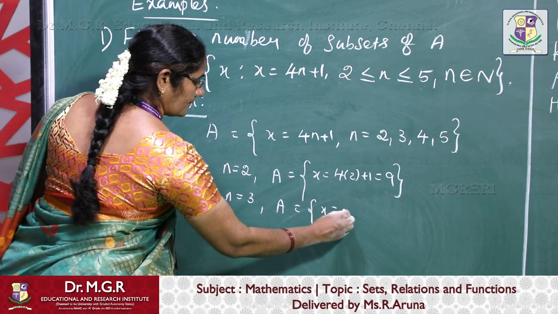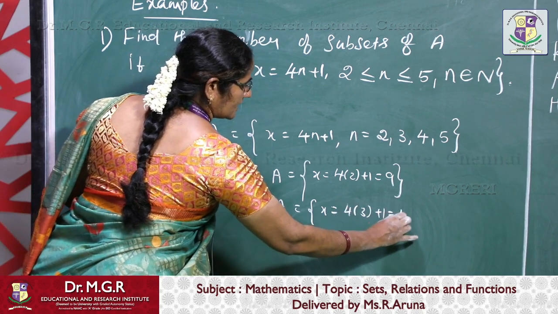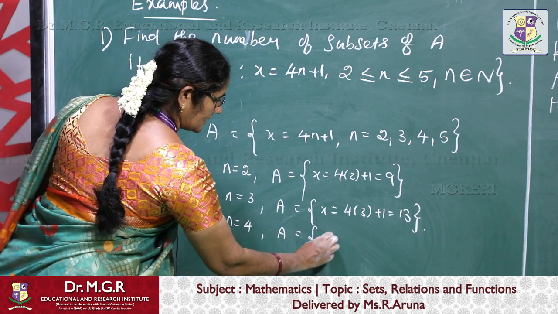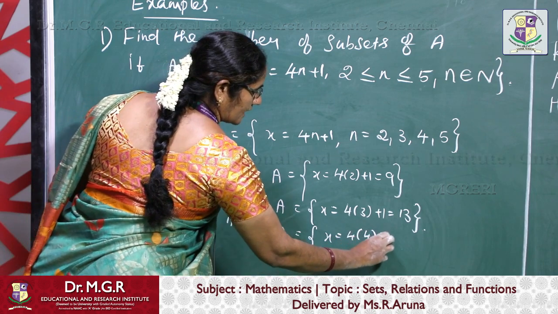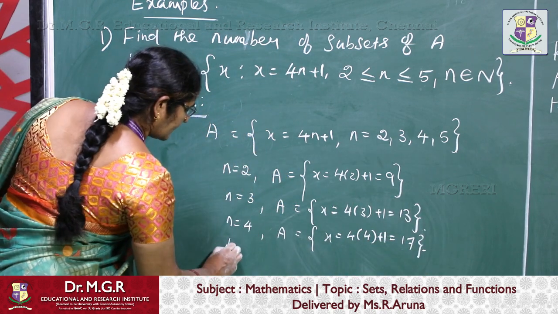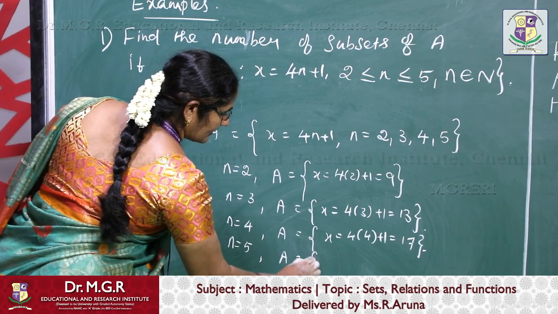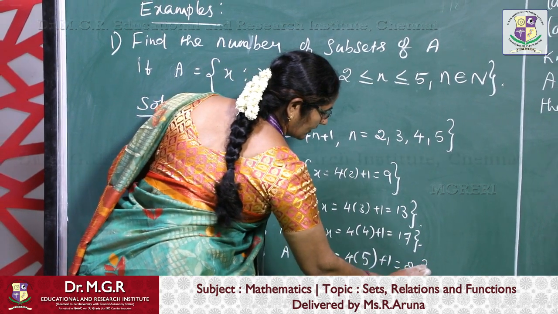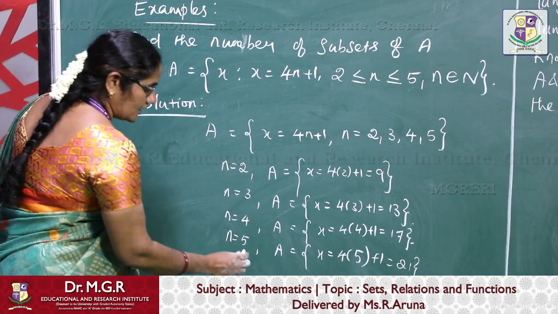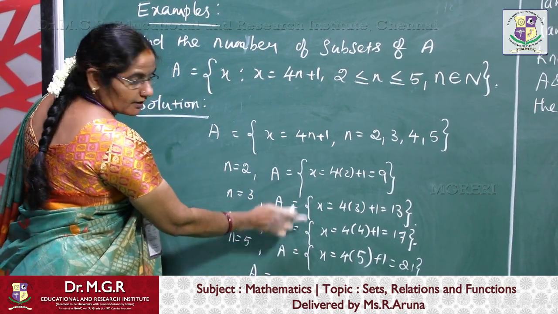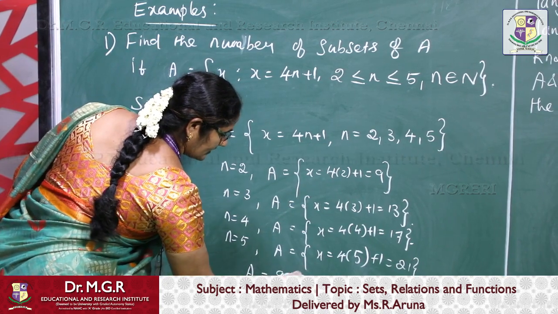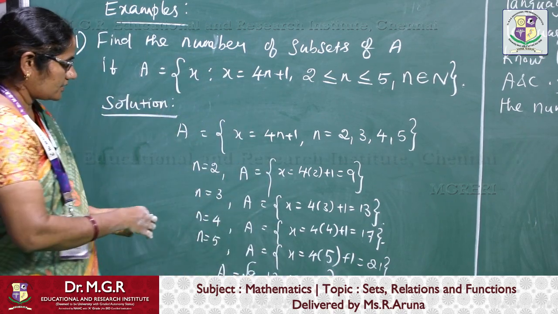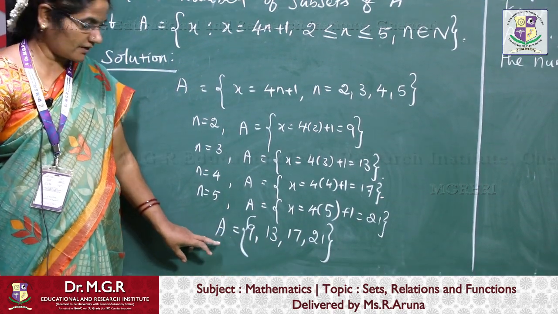So x equal to 4 into 3 plus 1, which is 13. For n equal to 4, the value is 4 into 4 plus 1, which is 17. For the last value, 4 into 5 plus 1, which is 21. So finally we arrive at 4 values for A, which are 9, 13, 17 and 21. So these are all the elements of A.